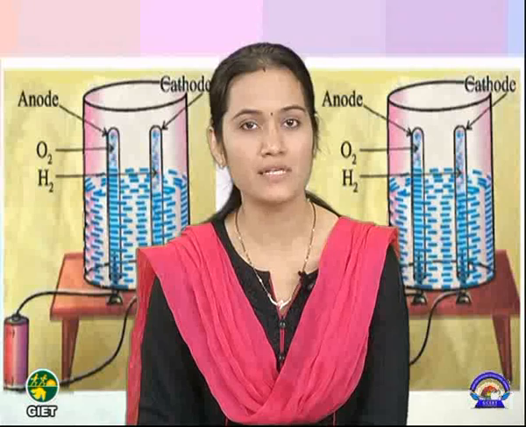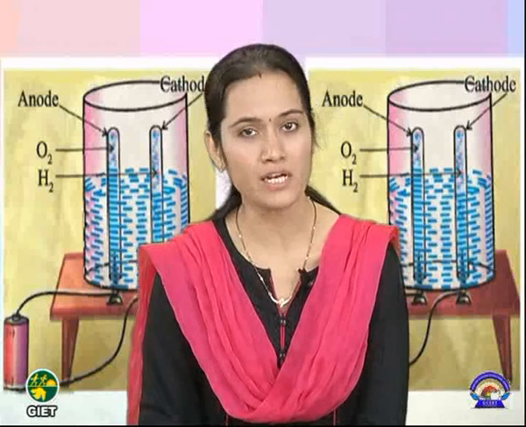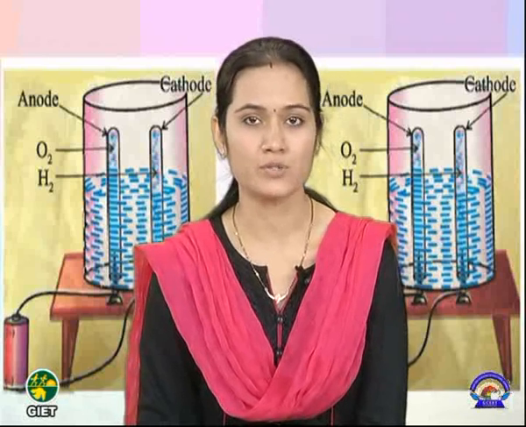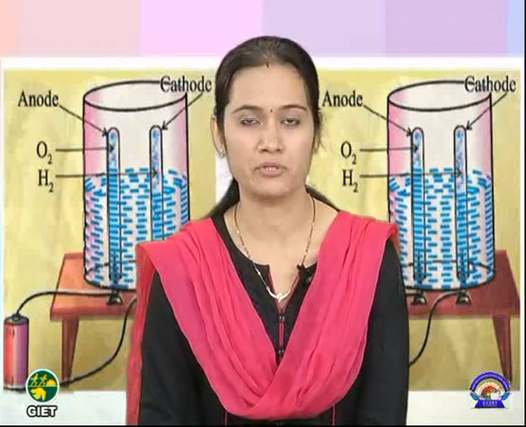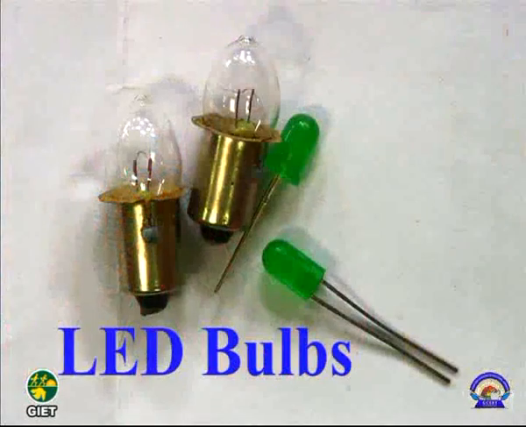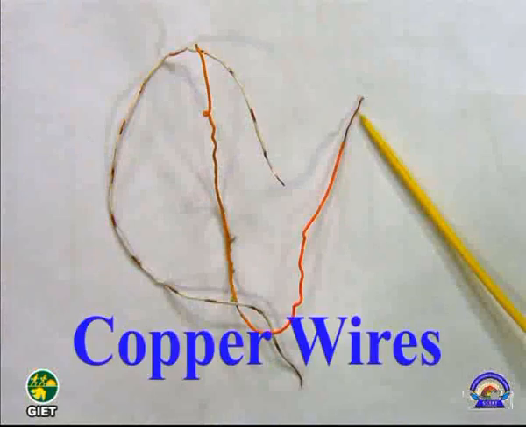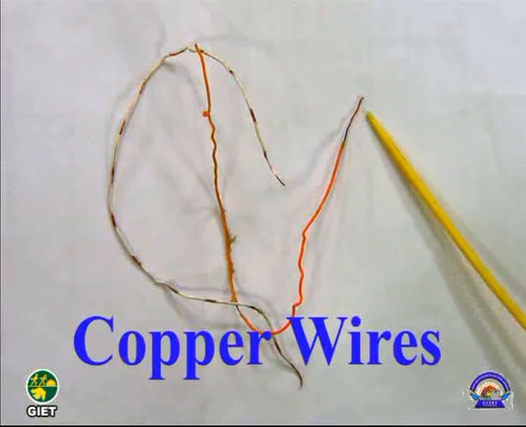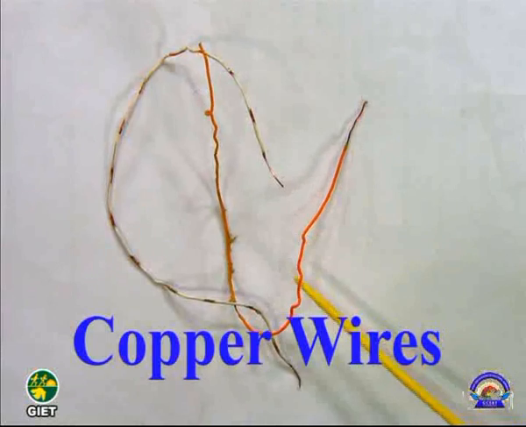But actually these words are from English. Now, let us start today's class with a small science experiment. For that, we need some material. A small LED bulb, the copper wires. These wires are made of copper metal and are covered by some PVC material.